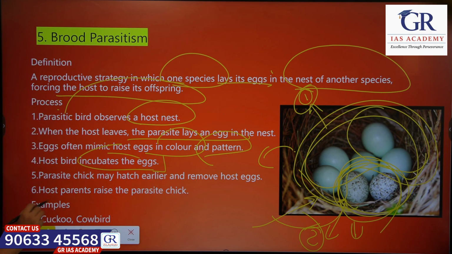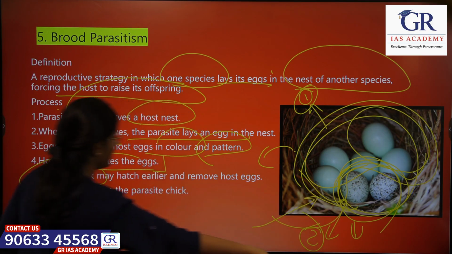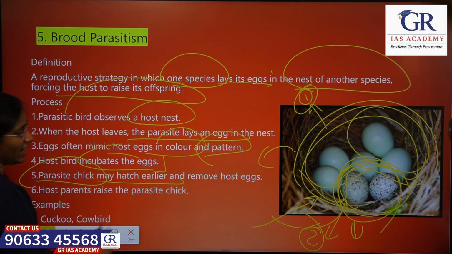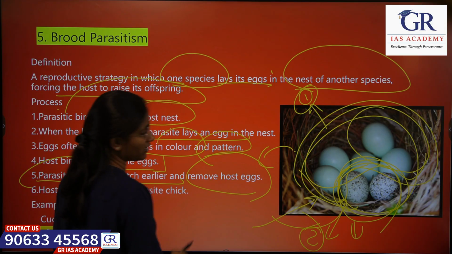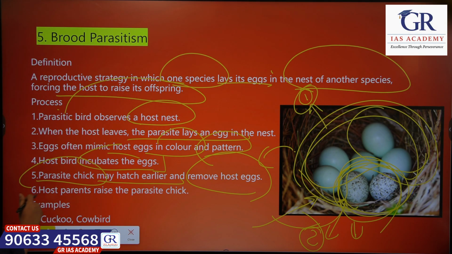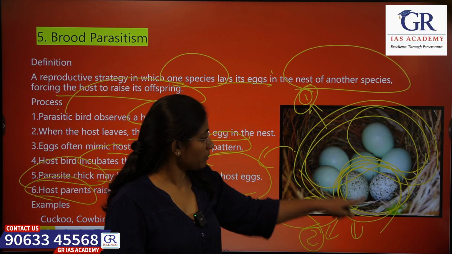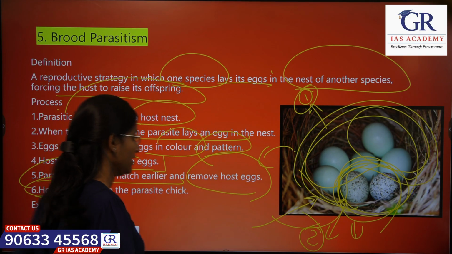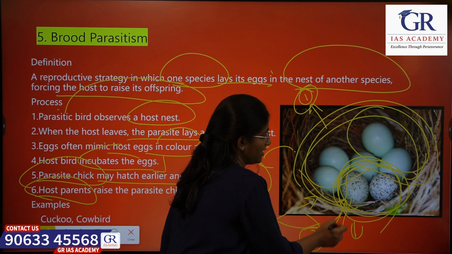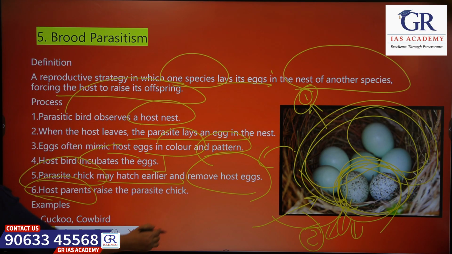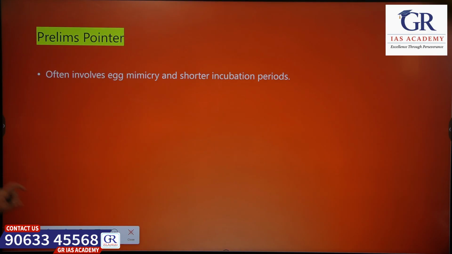And then what happens? The parasite's eggs might hatch earlier and might remove the host eggs. Okay. And then the first parent might raise the second parent's kids. So this is what happens. And in which species does it happen? It happens in cuckoos and cowbirds. This is called brood parasitism.